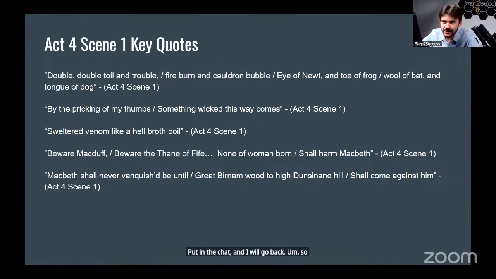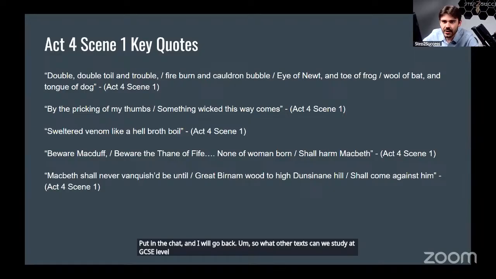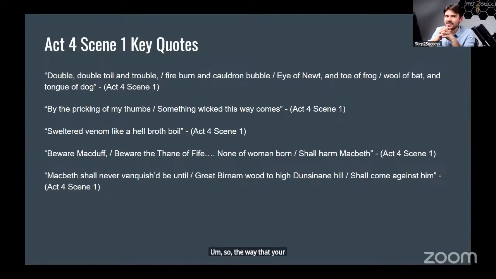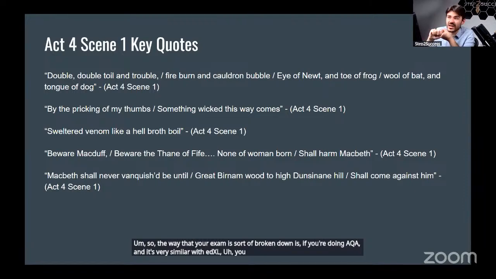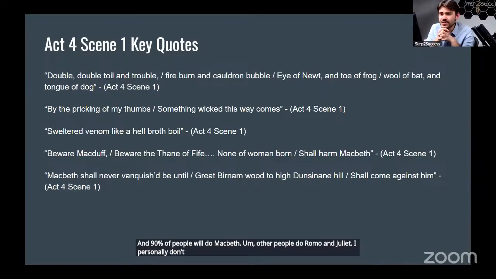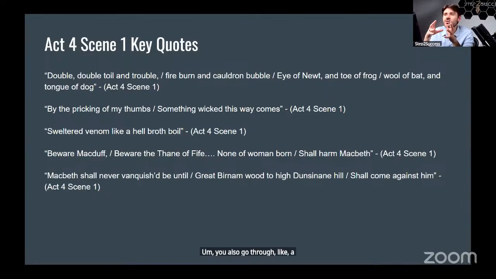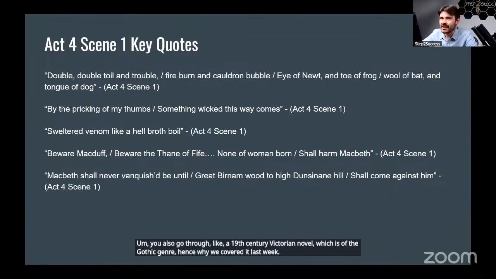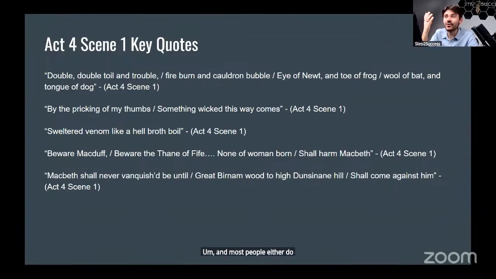So what other texts can we study at GCSE level? Will we cover them during these lessons? So the way that your exam is broken down, if you're doing AQA, and it's very similar with Edexcel, you cover one Shakespeare play, and 90% of people will do Macbeth. Other people do Romeo and Juliet. I personally don't teach Romeo and Juliet. I only do Macbeth. You also go through a 19th century Victorian novel, which is of the Gothic genre, hence why we covered it last week. And most people either do Jekyll and Hyde or A Christmas Carol.